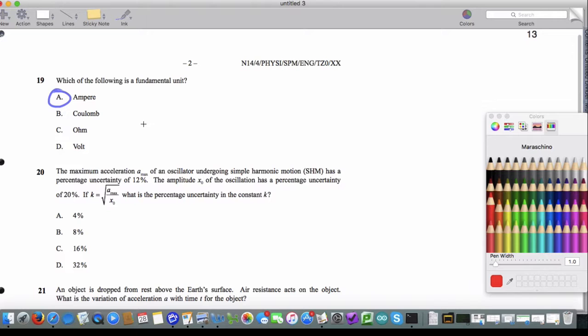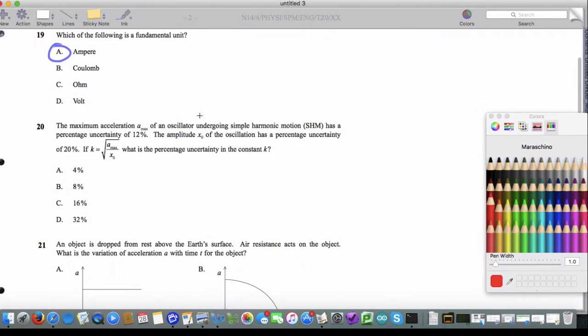Amperes, memorize that. Okay. And then for number 20, we have an oscillator undergoing simple harmonic motion. It has a percentage uncertainty of 12%. So let's be clear here. We've got two formulas. First, when we go into our formula sheet, for division error, we need to remember that delta Y over Y equals delta A over A plus delta B over B, where Y is A over B. That's how we get that error.